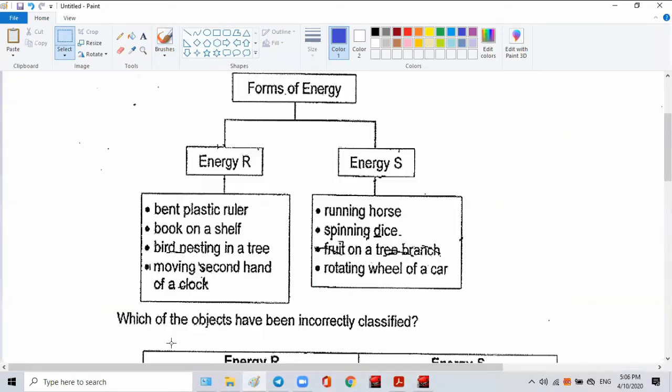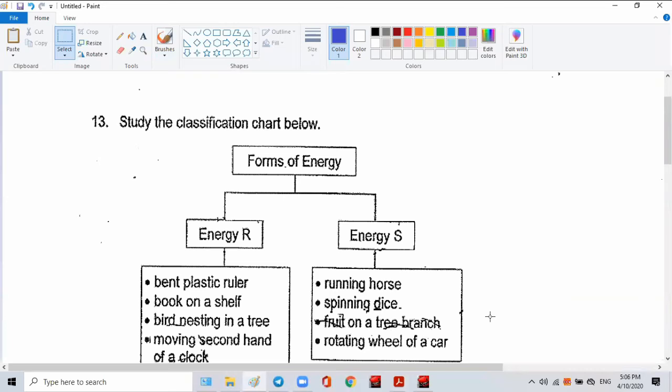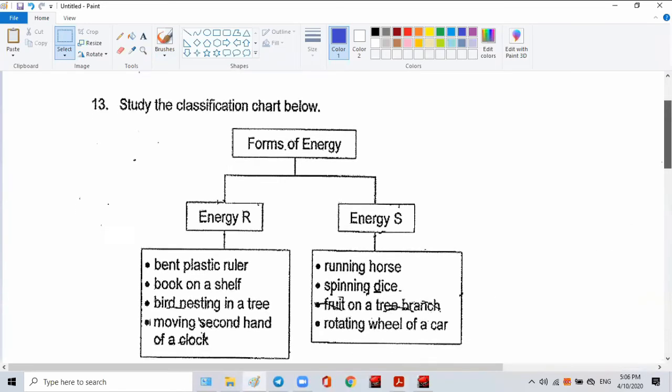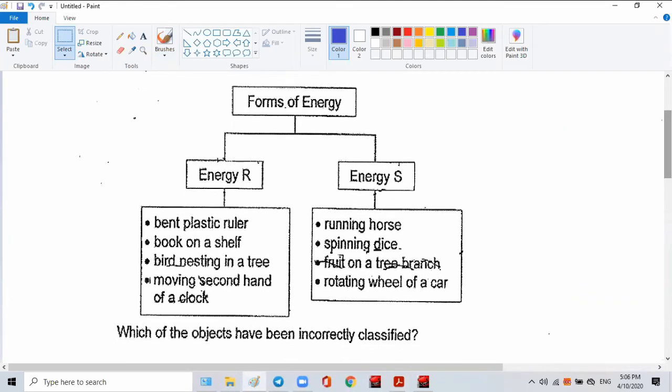Yeah? Study the classification chart below. Forms of energy. Wow, this is so easy. Bent plastic ruler, book on the shelf. All these are like potential energy, right? Bent plastic ruler, elastic potential energy. Book on a shelf, gravitational potential energy, right? Bird nesting on a tree, gravitational potential energy, right? On the tree, very high above the ground. Moving hand of a second clock is kinetic energy, right?